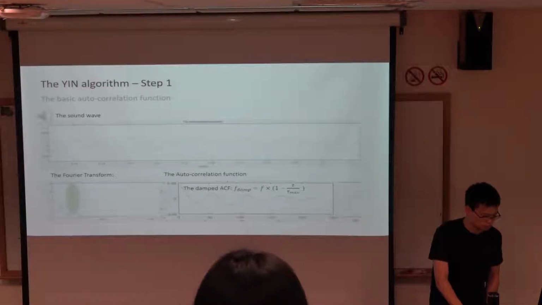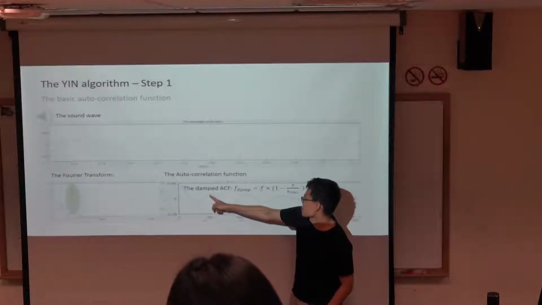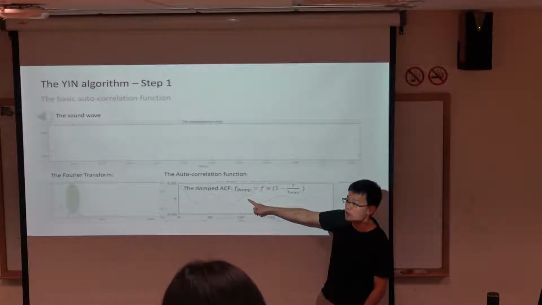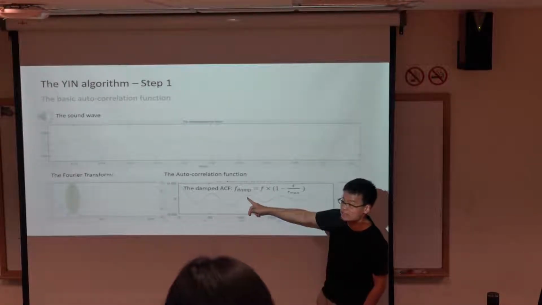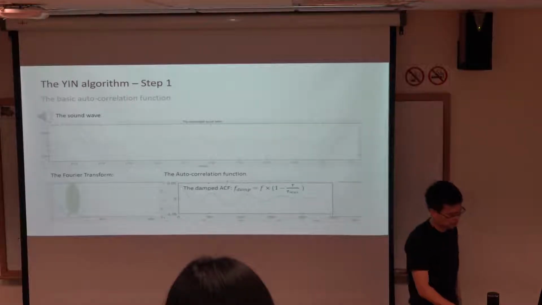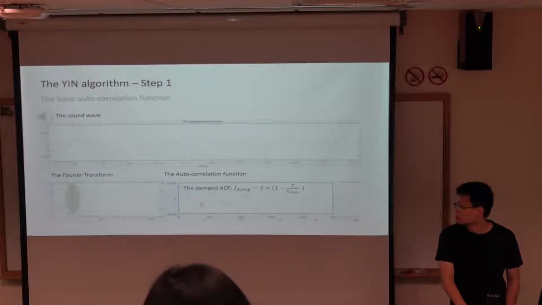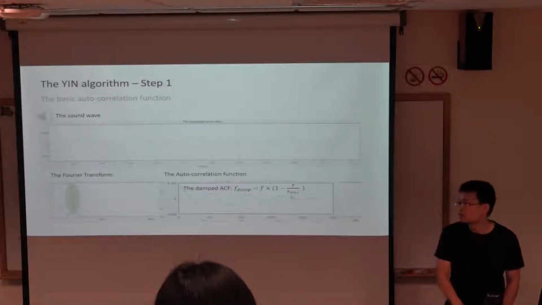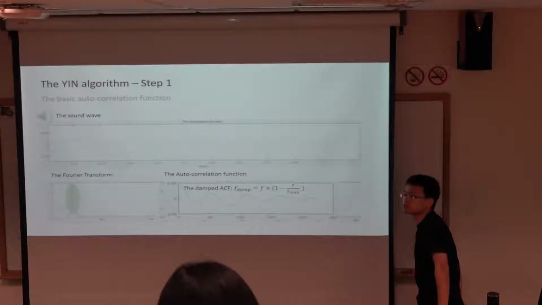Then the first peak is higher than the second peak now, because the second peak suffers from more damping. Before it's like this, and after it's like this. So now we can have more confidence to choose the first peak, because we added the damping. Sorry, the lower axis is tau.